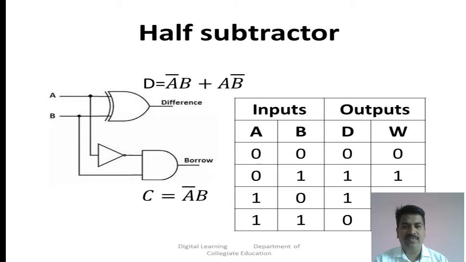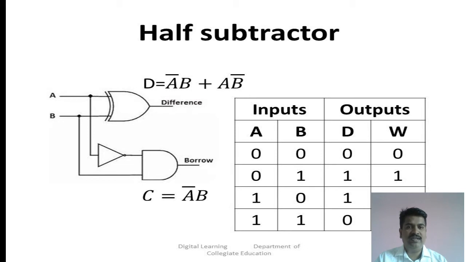So for borrow we have written C over here, no problem. Either you can read it as C or you can take it as W. It doesn't matter, it's only a symbol. This is the borrow and that is equal to A bar B. Okay, we got the two equations. One is for the difference, another is for the borrow.